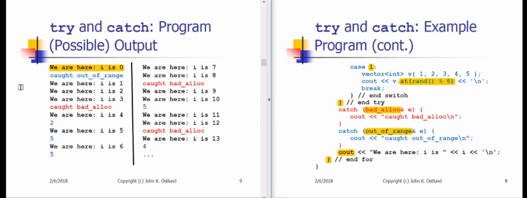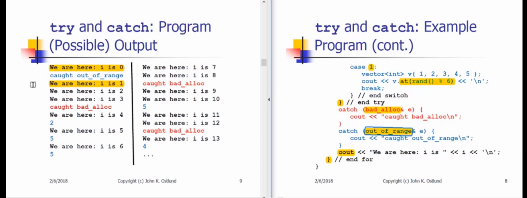The second time through the for loop, apparently in the switch, we got a case 1, which means that we're in this vector accessing part of the code. And also, we were unlucky enough to draw an index of 5, which is out of range, and so the at threw an exception, and we come down here to display caught out of range. After we display caught out of range, we drop down to the cout statement, and we display we are here, i is 1.